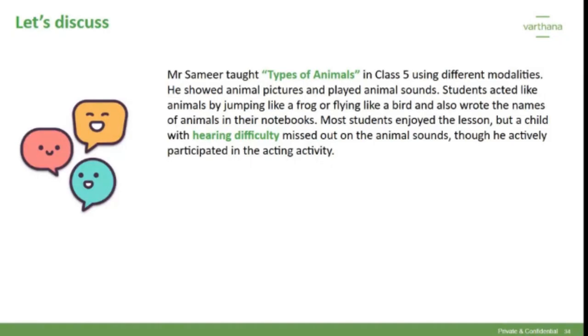He showed animal pictures and played animal sounds. Students acted like animals by jumping like a frog or flying like a bird, and also wrote the names of animals in their notebooks. So these are the three things they did. Most students enjoyed the lesson, but a child with hearing difficulty missed out on the animal sounds, though he actively participated in the acting activity. Right. So now I have a few questions for you. Feel free to think on this and you can reply.